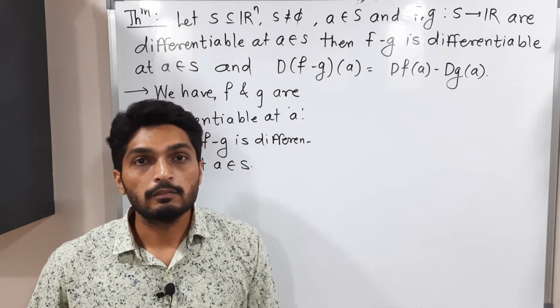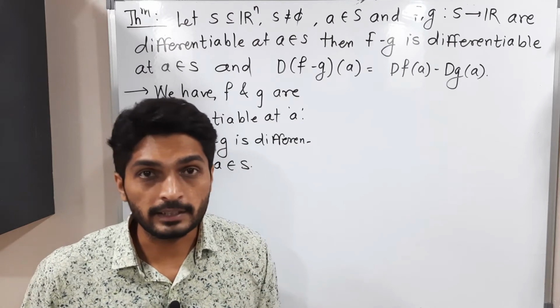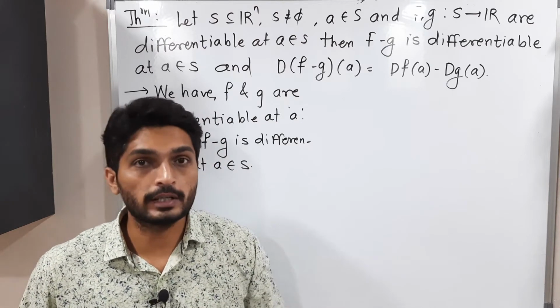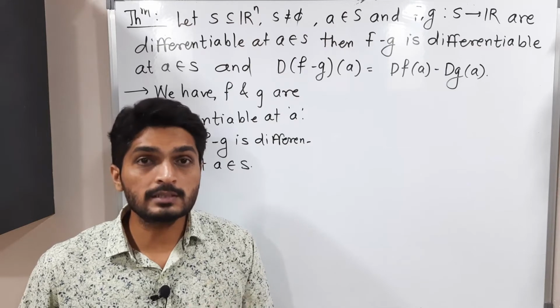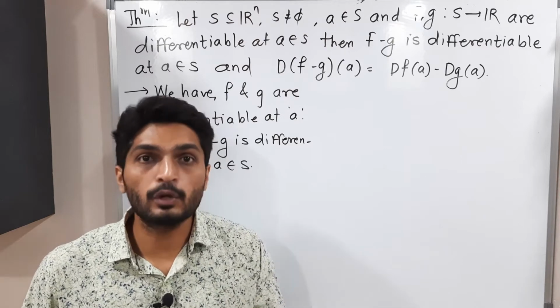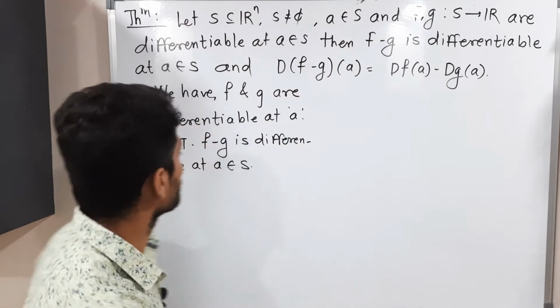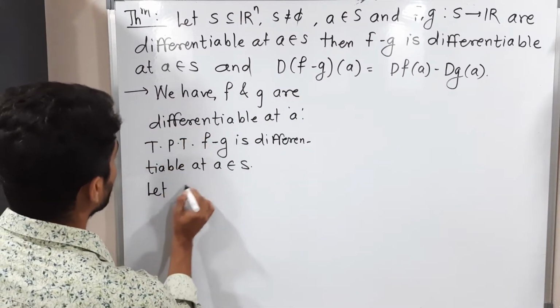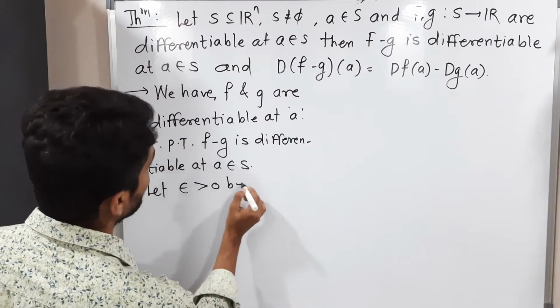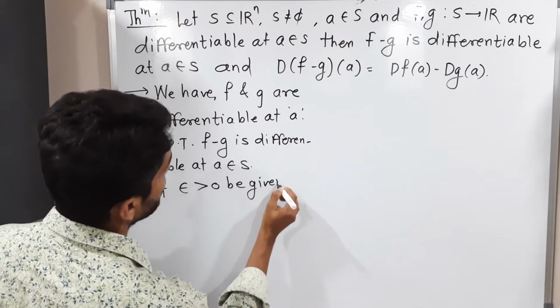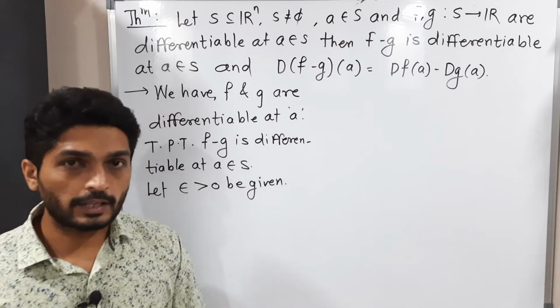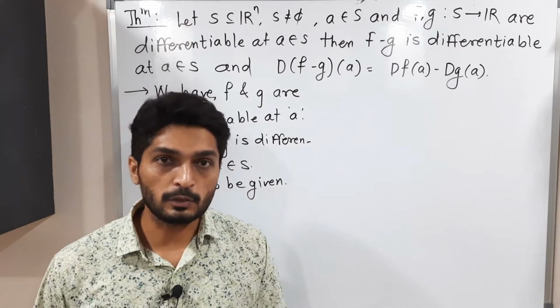Okay, so see, for a scalar field there are two different definitions of differentiability having the same meaning actually. First, using limit we can define it, and second, using epsilon delta. So to prove this theorem, I am going to use the epsilon delta definition. So that's why we will take one epsilon first. Let epsilon greater than 0 be given.